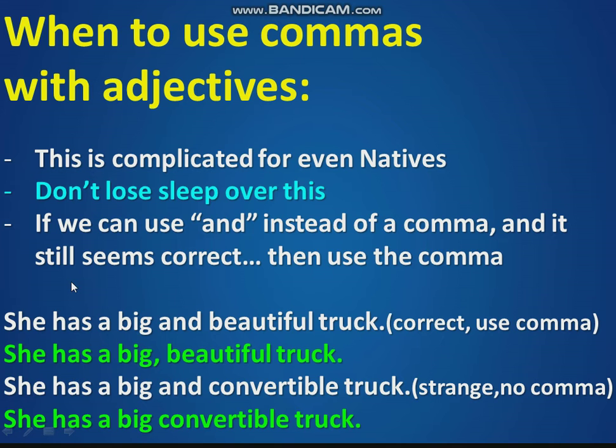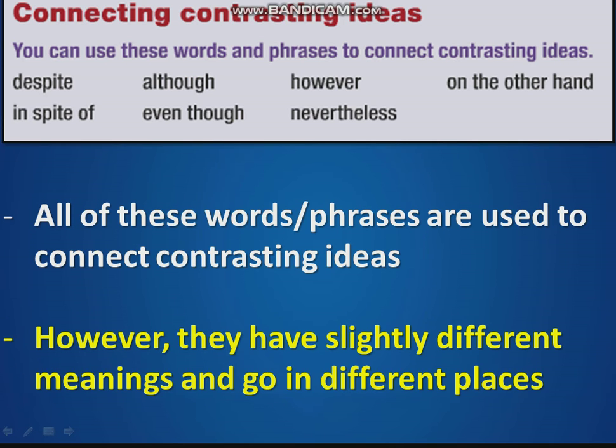Okay, with a comma. Here, she has a big and convertible truck. Well, this is a little strange. No comma, my friends, no comma. Just, she has a big convertible truck. No comma. All right, now, connecting contrasting ideas.